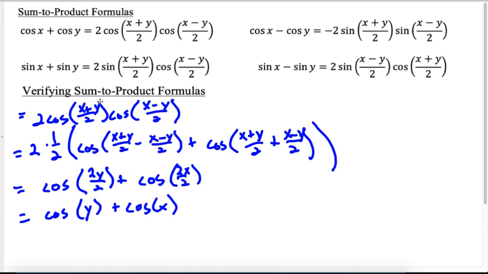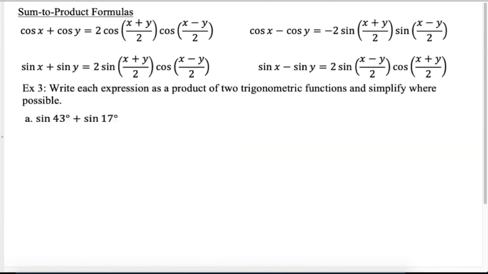And to do that, we took this and used our product to sum formula that we just looked at to go backwards and get this. Okay, so I'm only going to do this one. I'm not going to verify the rest of them for you, but the rest of them would be done in a very similar fashion. So to use something like this, we can take an expression like this and write it as the product of two trig functions. And we may be able to simplify something.